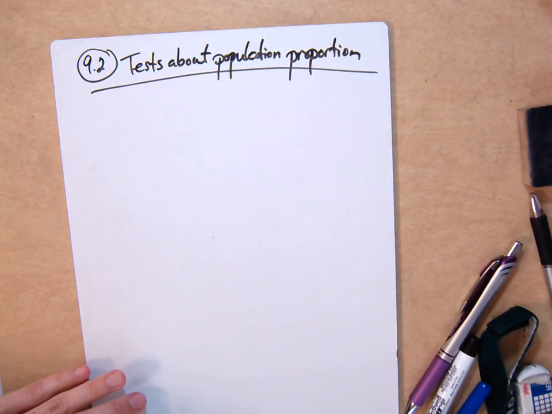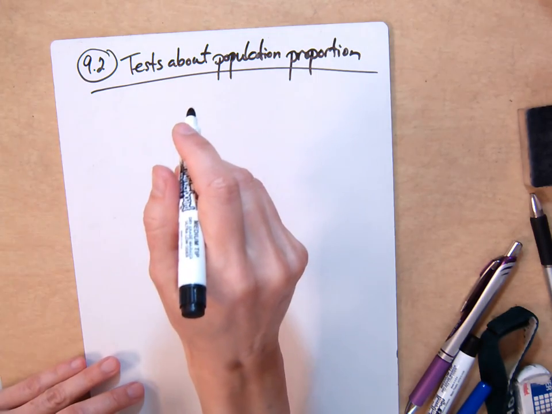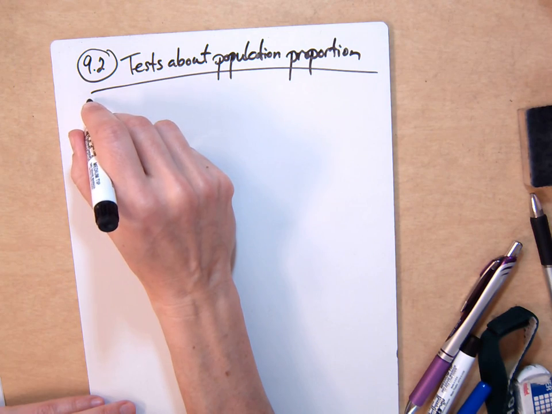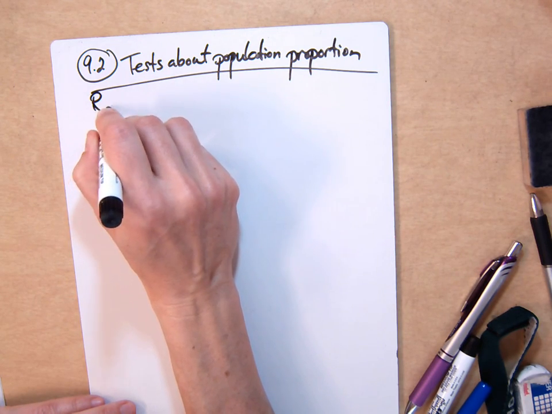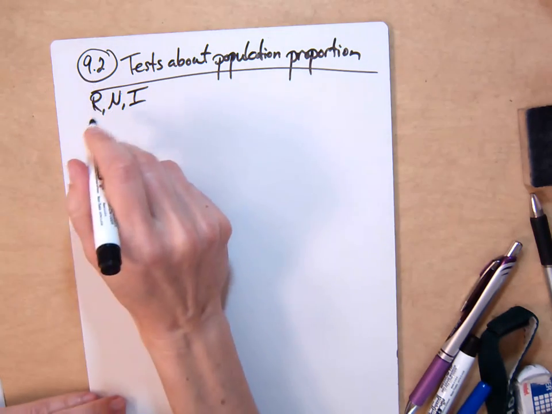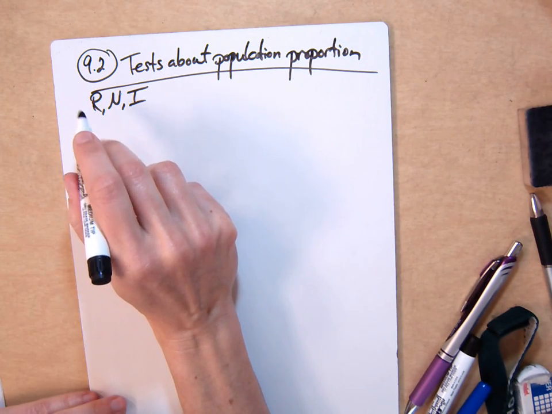Okay, 9.2 notes, tests about population proportion. So we have to, of course, test the conditions R and I. So don't forget to do that. But if that's the case, the do part goes like this, so that you have the formula.